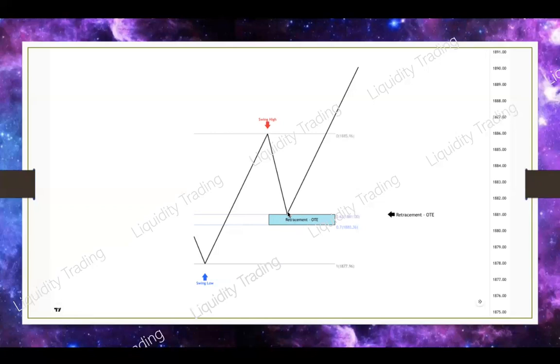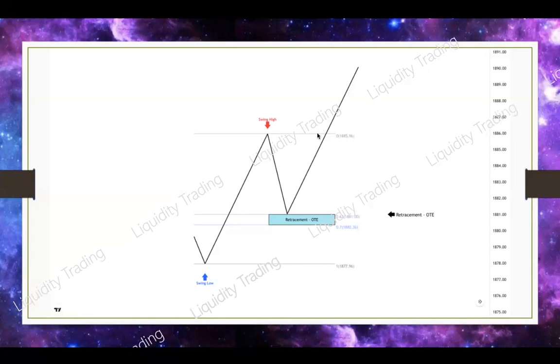Now you will notice in your backtesting that most of the trades are best to be taken on the 62 level. You will become the most consistent if you take the trades on the 62% level.